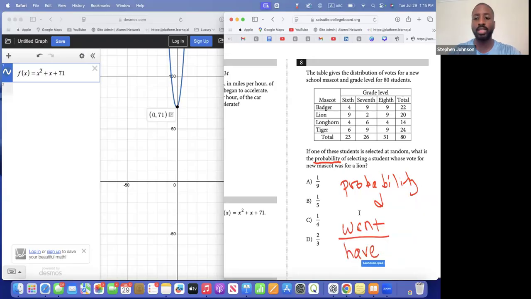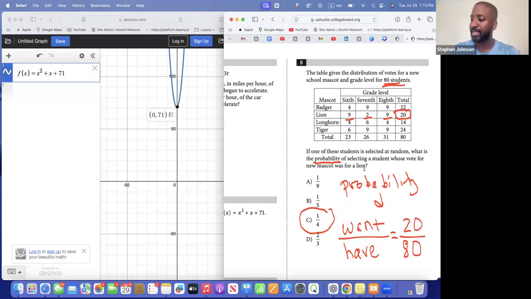Okay. So what do we want? We want the probability of selecting a student whose vote for new mascot was for a lion. How many students voted for the mascot to be a lion? 20 of them, right? There were 9 in 6th grade, 2 in 7th grade, and 9 in 8th grade, so a total of 20. So what we want is represented by 20. What do we have? Well, we have 80 students, right? So 20 students out of the total of 80 students voted for the lion to be the mascot. We simplify this fraction, and what you will find is that 20 divided by 80 is 1 over 4. And that's why the answer here is choice C.